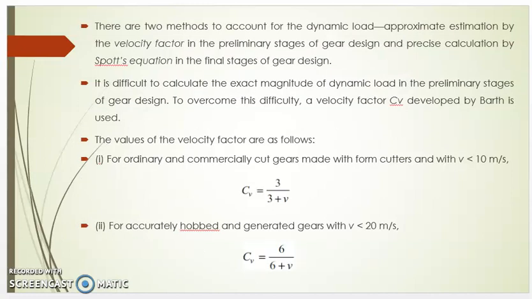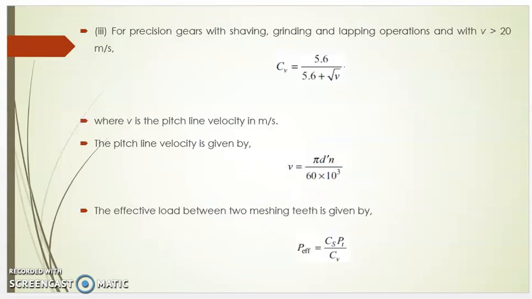There are two methods to account for the dynamic load: approximate estimation by the velocity factor in the preliminary stages of gear design, and precise calculation by Buckingham's equation in the final stage of gear design. There are various values of velocity factor for different conditions. For commercial, ordinary, commercially cut gear teeth, CV is equal to 3 divided by 3 plus V. For accurately hobbed and generated gears, CV is equal to 6 divided by 6 plus V.